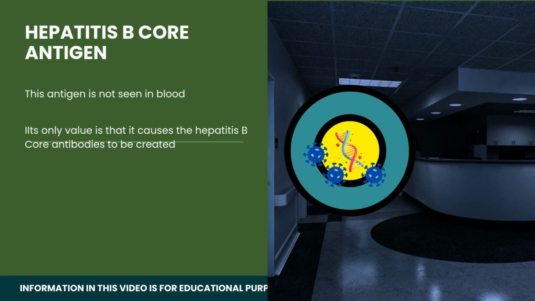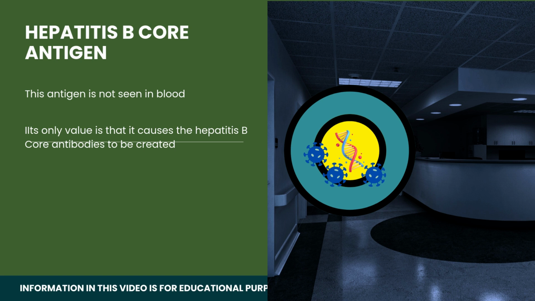Next and the last one is the hepatitis B core antigen. You can see them as the little blue circles that I've drawn on the innermost black ring. So the hepatitis B core antigen is present right inside the viral particle. Even if someone is infected with the hepatitis B virus, and irrespective of the stage, this core antigen is never seen in the blood. There are some very rare cases where it is seen.